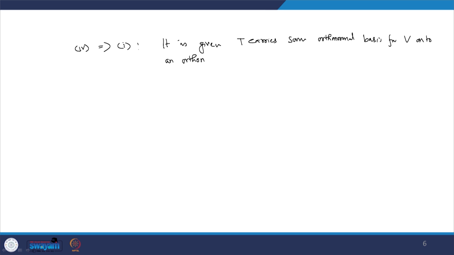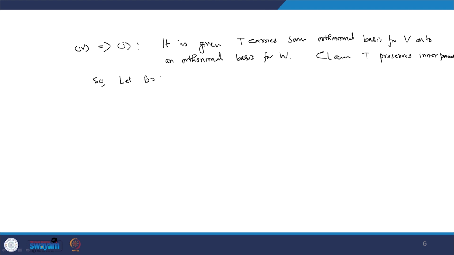Now, I want to show 4 implies 1. It is given that T carries some orthonormal basis for V onto an orthonormal basis for W. Now I want to show that T preserves the inner product, that is basically statement 1. Claim: T preserves inner product.